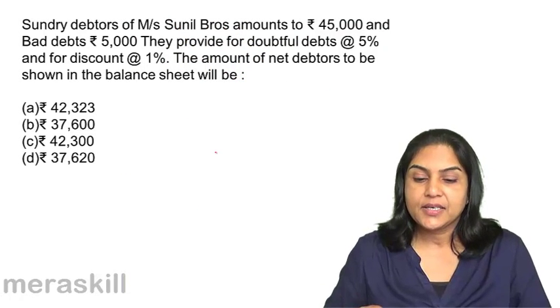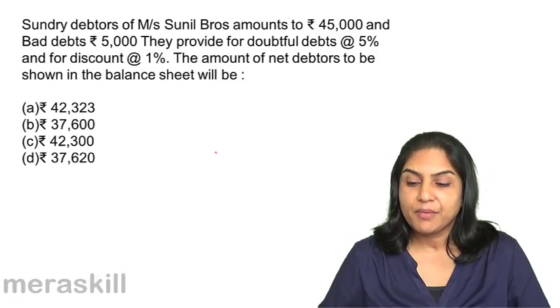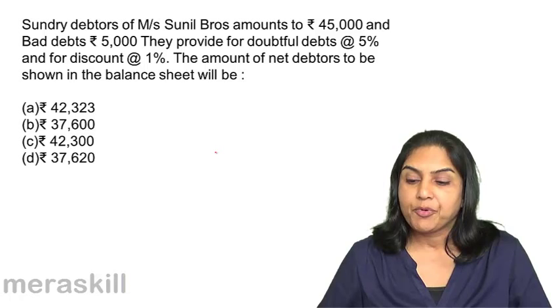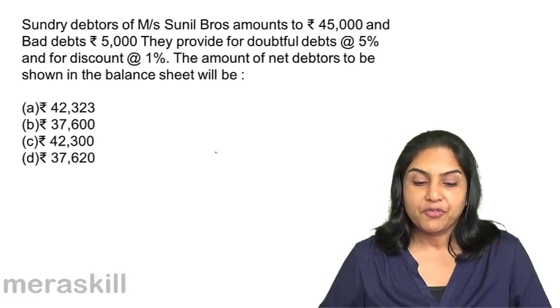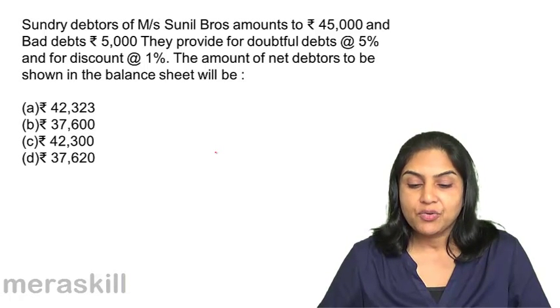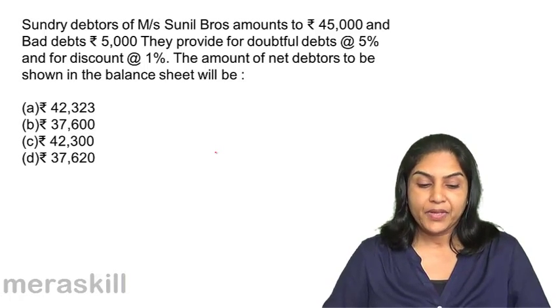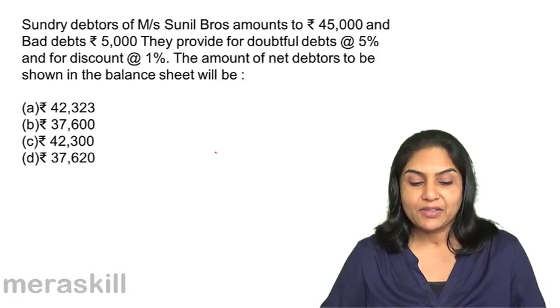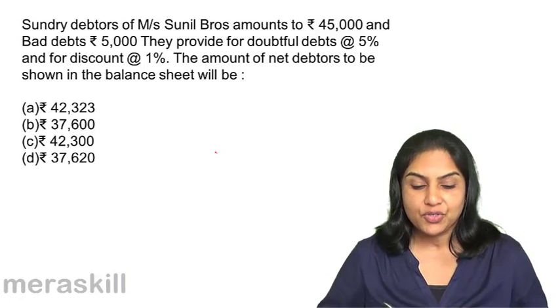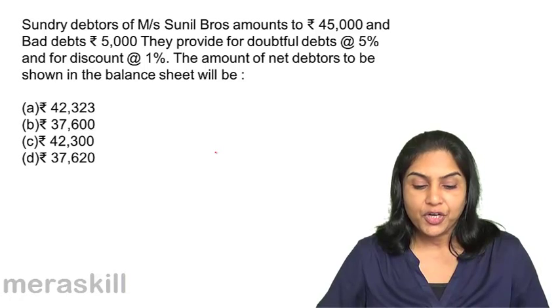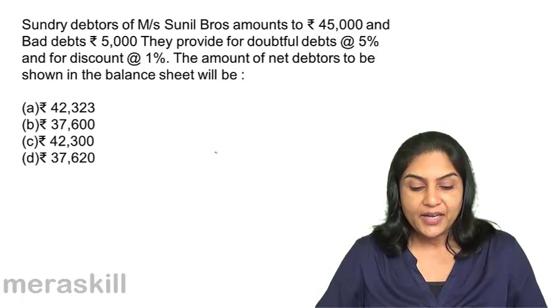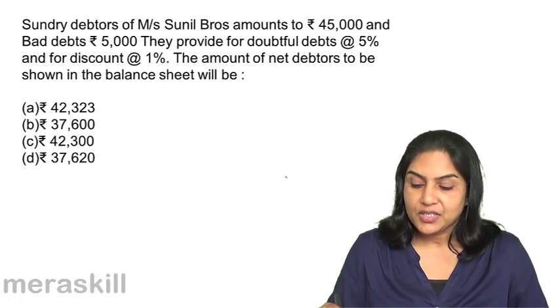Sundry debtors of Messrs. Sunil Brothers amounts to 45,000 and bad debts 5,000. They provide for doubtful debts at the rate of 5% and for discount at the rate of 1%. The amount of net debtors to be shown in the balance sheet will be: A, 42,323; B, 37,600; C, 42,300; and D, 37,620.